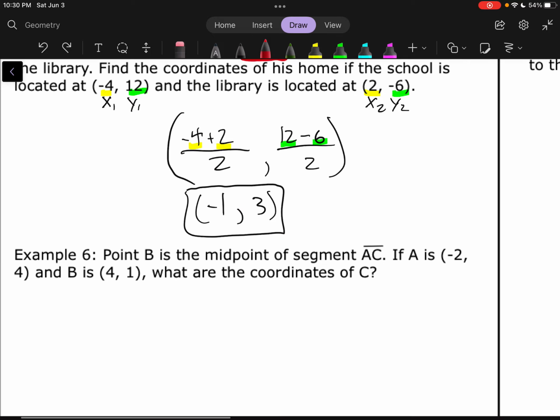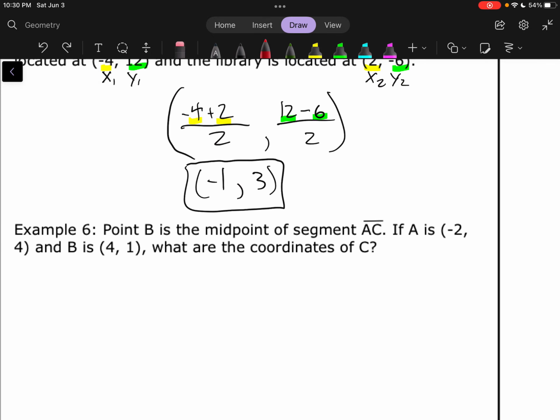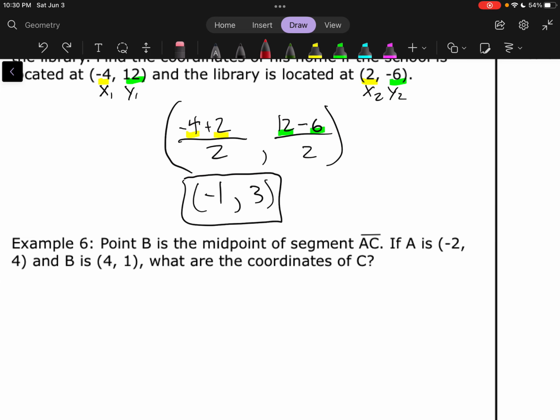Okay, so this one. Point B is the midpoint of segment AC. If A is -2, 4, B is 4, 1, what are the coordinates of C? This one's interesting. Let me draw a little picture here to kind of illustrate what's going on. It says we got segment AC with B being the midpoint. Now check out what points they gave us. They gave us A at -2, 4 and B at 4, 1. Notice that they didn't give us C.